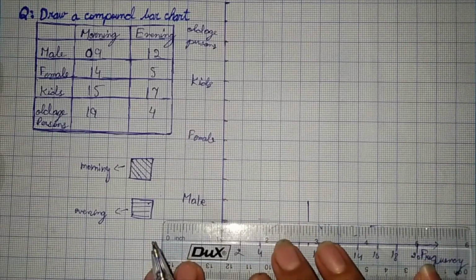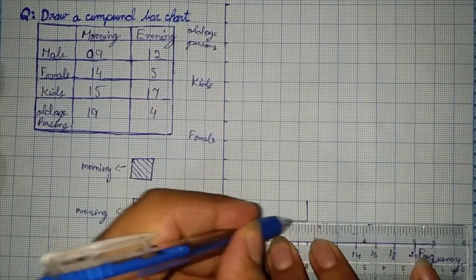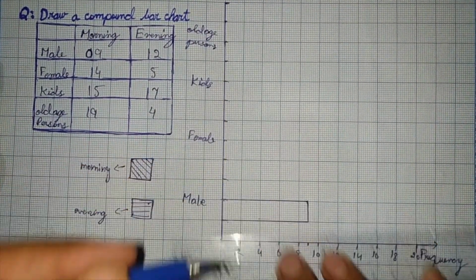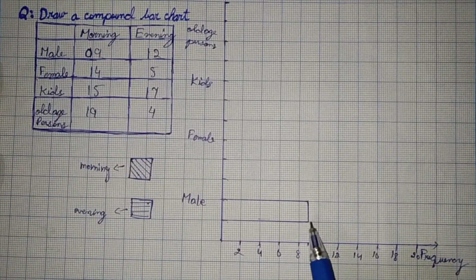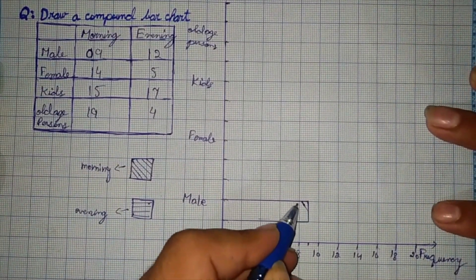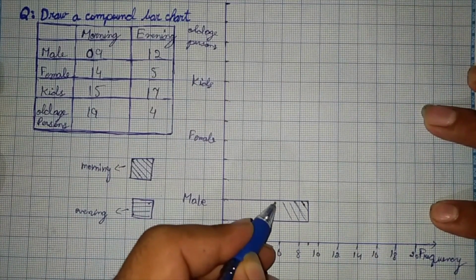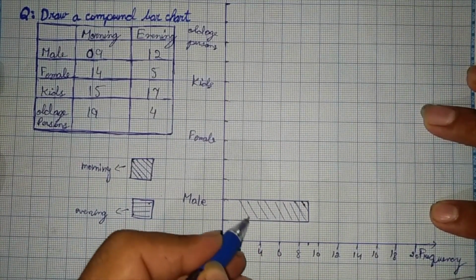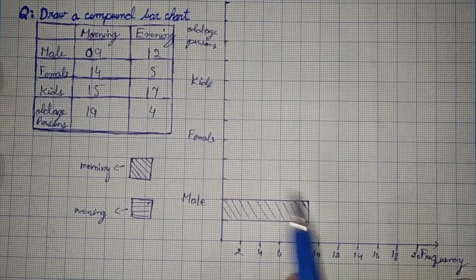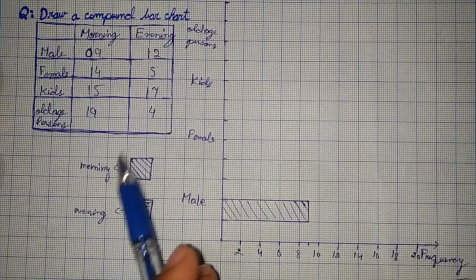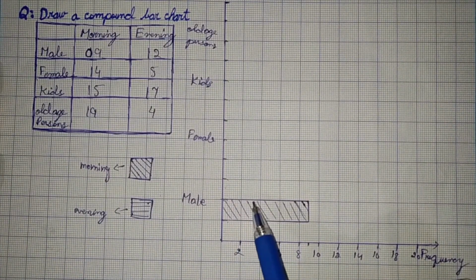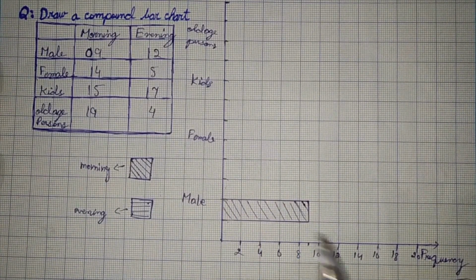So here I will draw a line, and here I will also draw a line, so we will get a frequency of 9. It is for morning, so I will draw a lining like this one, which will show us that this bar is for the morning. Now here I will draw a consecutive, joint bar, which will represent evening.